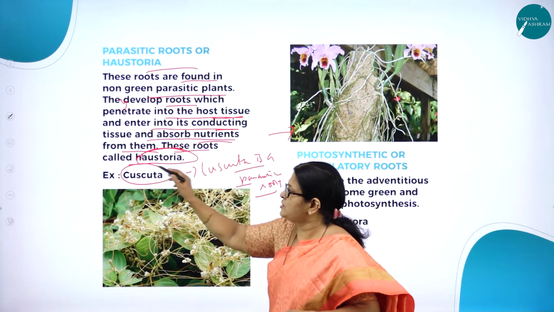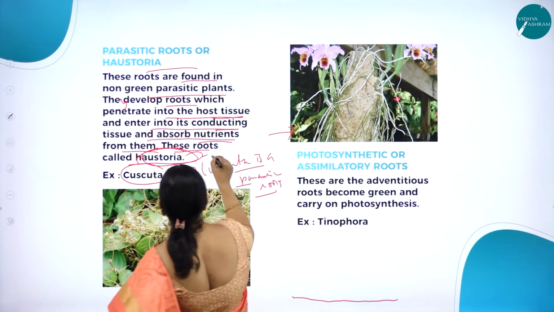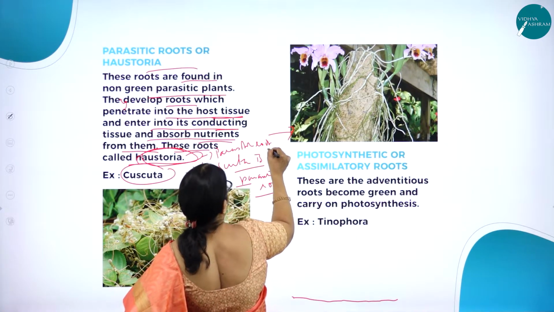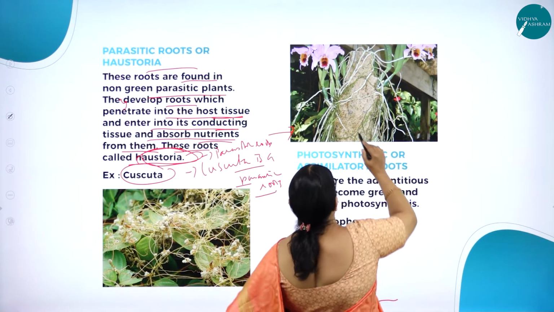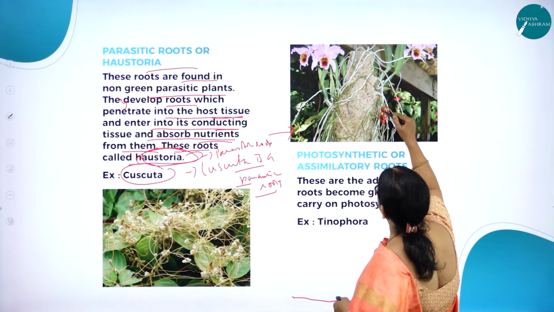Such roots are called as what? Haustoria. Or they are also commonly called as what? Parasitic roots. Here you can see they take not only the support, they will start absorbing the food from the other plants.